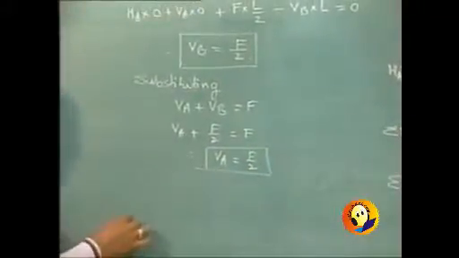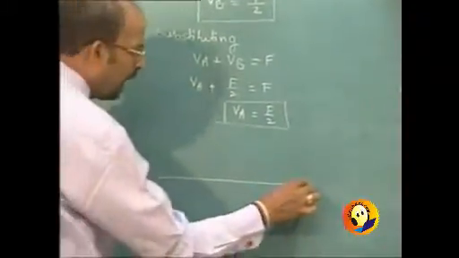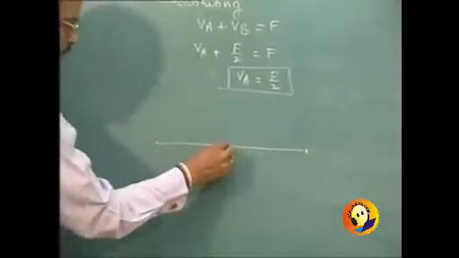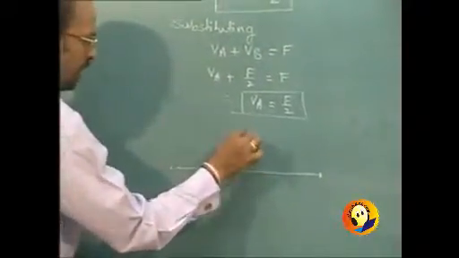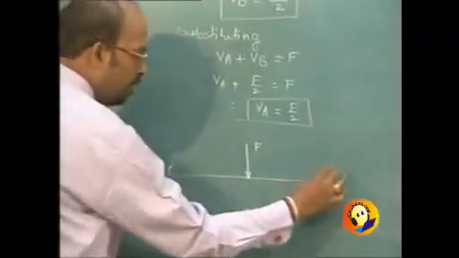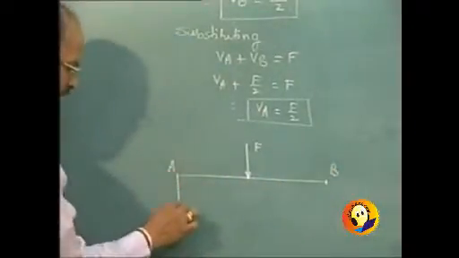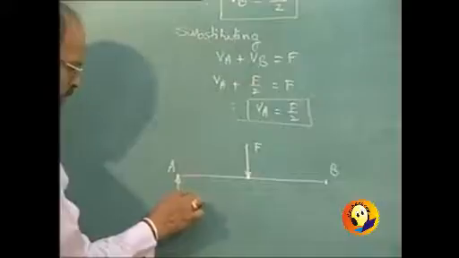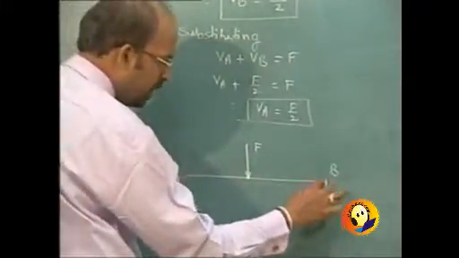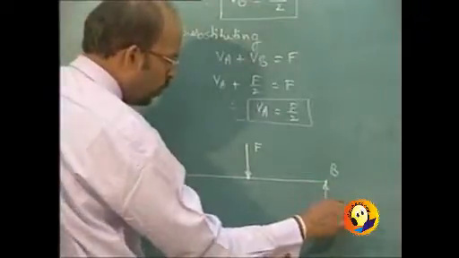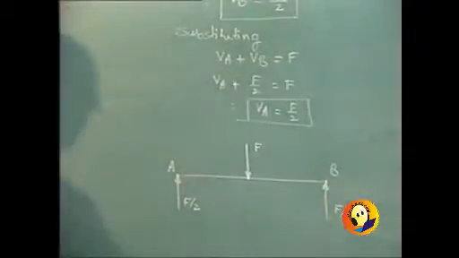And then we are required to write the final solution again in the diagram form. This was force F acting downward, A, B, reaction at A is F by 2, vertical, there is no horizontal force. Reaction at B is also F by 2, vertically upward.